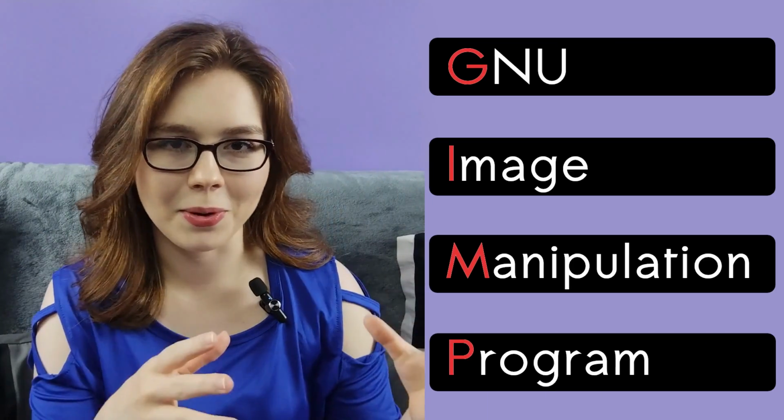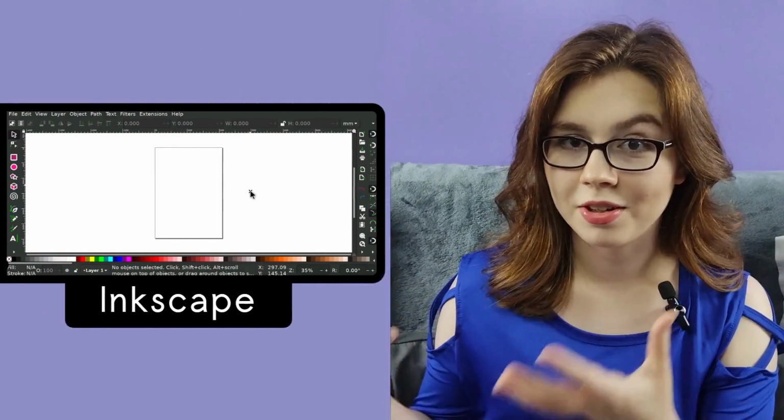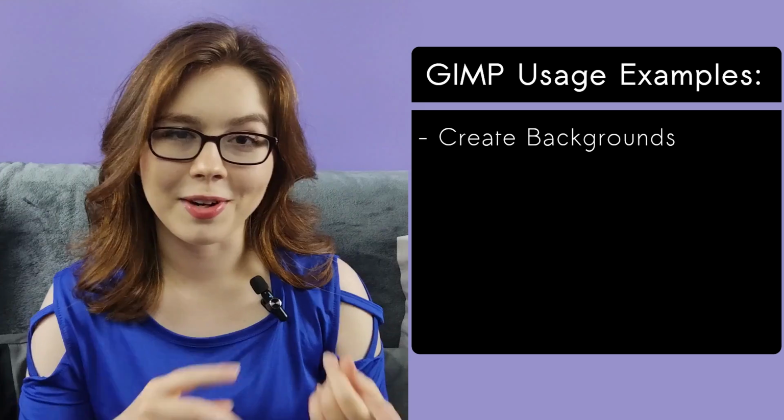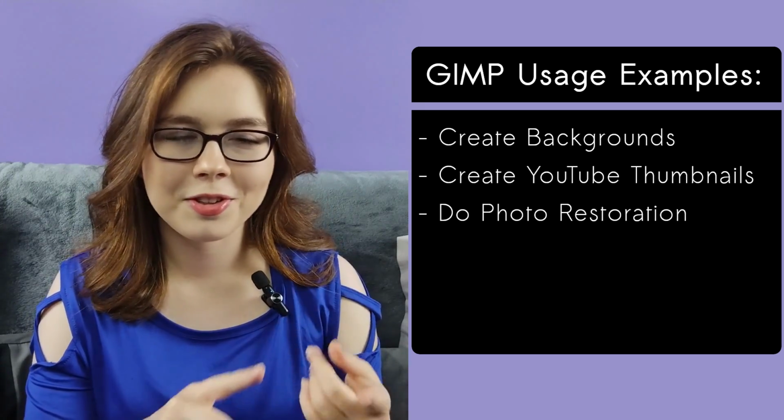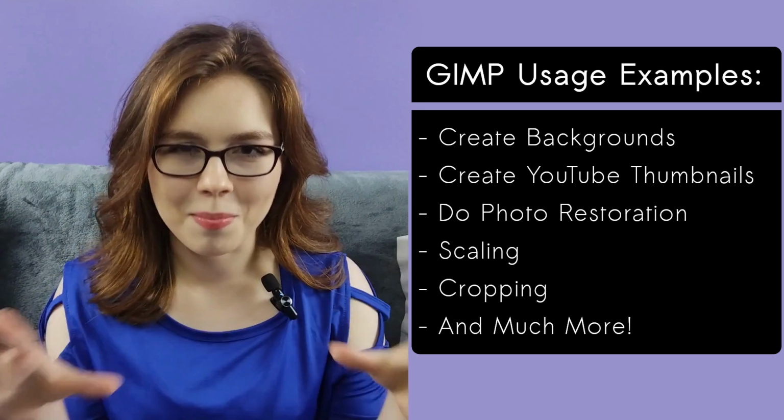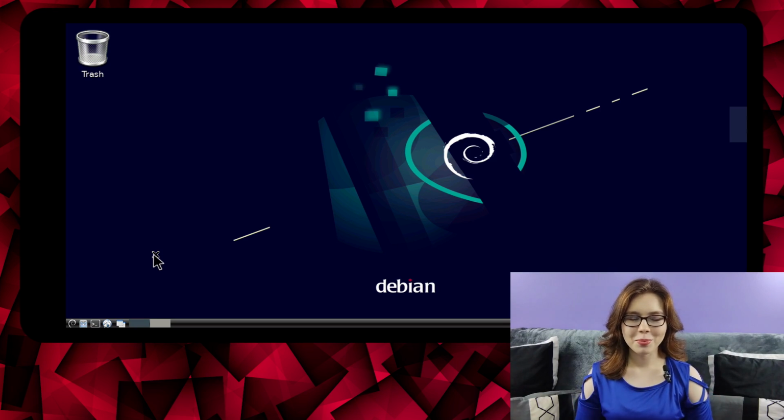GIMP stands for GNU Image Manipulation Program. It's a powerful tool for editing and creating pixel-based images. If you're working with vector images, then you'll want to work with something such as Inkscape. Now, some of the examples of what you can do with GIMP are creating backgrounds, YouTube thumbnails, doing photo restoration, scaling, cropping, and more.